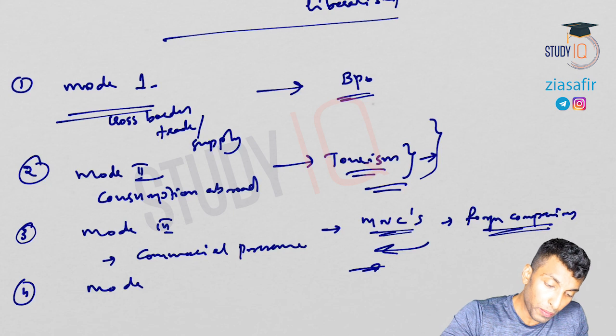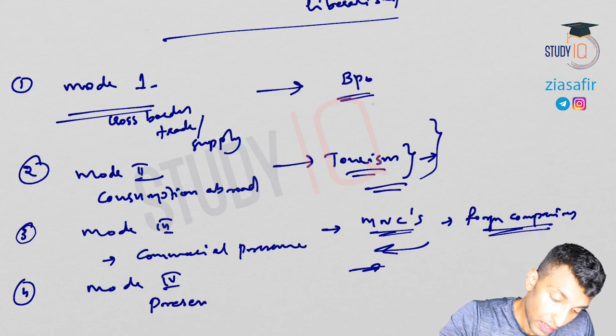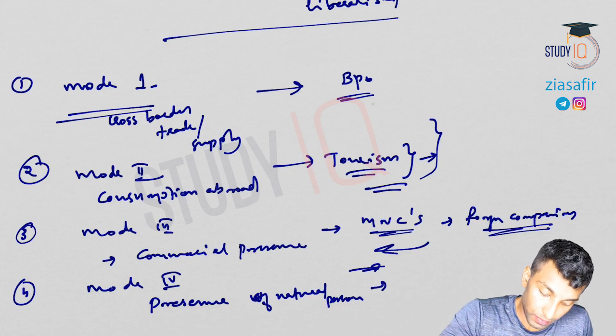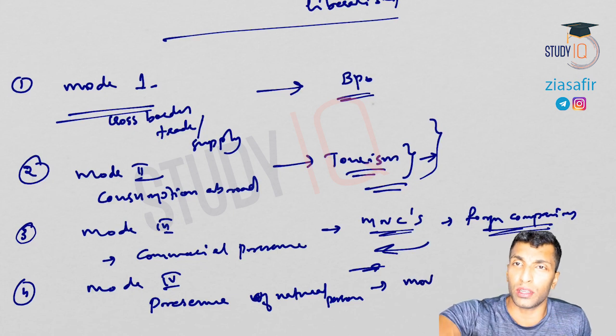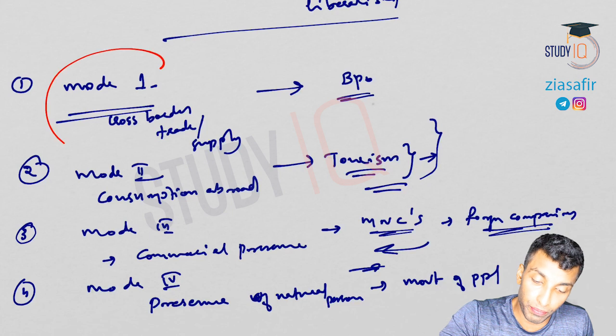Now what about mode 4? Mode 4 is presence of natural persons. So you need to write these words, okay? Presence of natural persons. What does that mean? It is basically movement of people. This is the job visas, etc., okay? So movement of people.